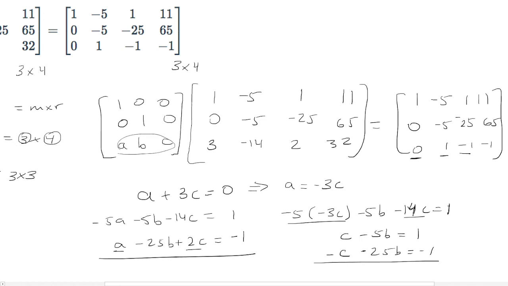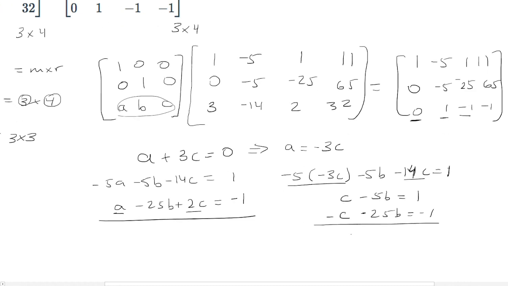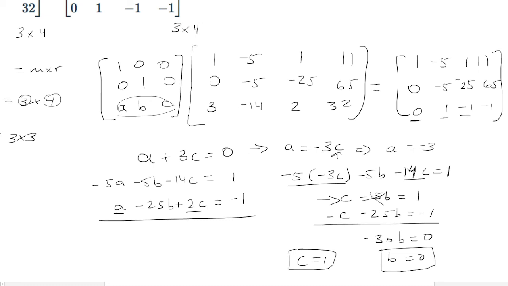Now, I'm going to add these two equations. These are going to cancel. Negative 5B plus negative 25B is negative 30B. 1 plus negative 1 is 0, and so that means B is 0. Okay. B is 0, I can plug it into this equation. If B is 0, this goes away, and I have C is 1. Now, if C is 1, I could plug it into this equation. That means A is negative 3.